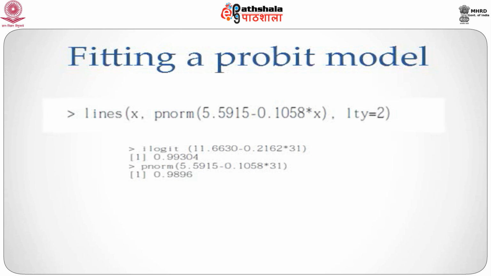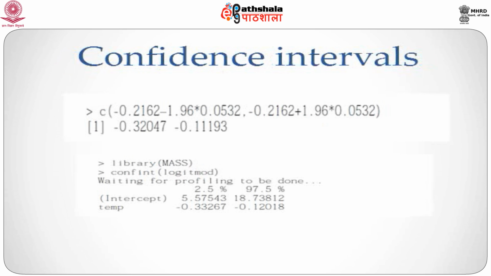So ilogit of 11.6630 minus 0.2162 star 31, and we can see that this suggests that the probability of failure of an O-ring was 0.993. Similarly, for the probit model, pnorm of 5.5915 minus 0.1058 star 31, and we can see that from the probit model, the probability of failure was 0.9896.